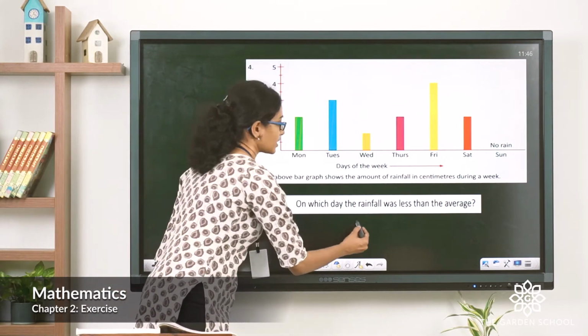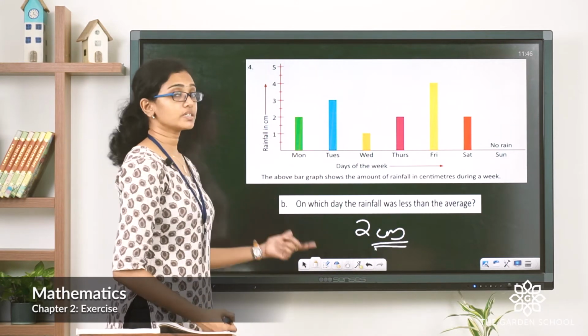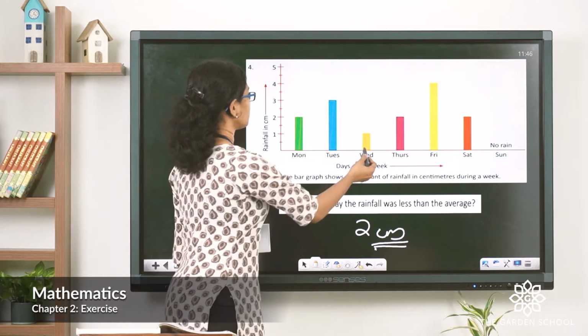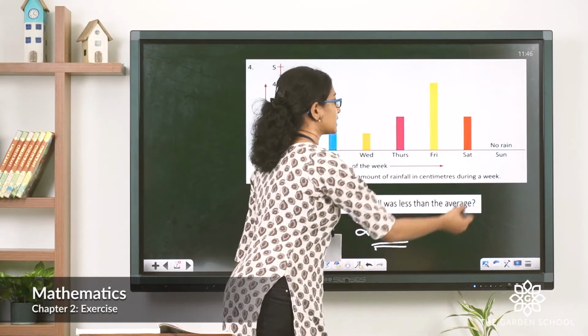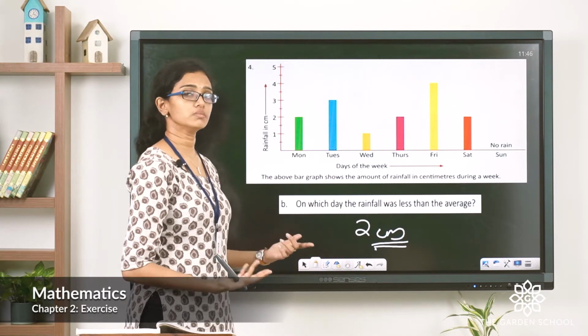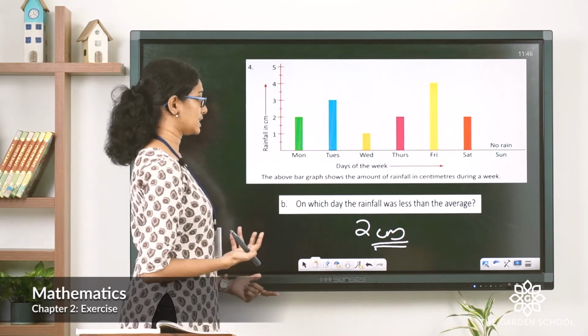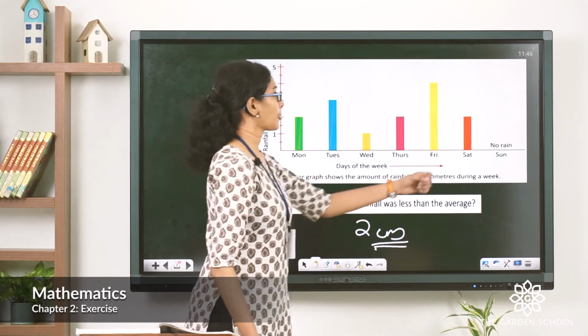Now, question B, on which day was the rainfall less than the average? So we know the average rainfall is 2 centimeters. We have to find out on which day it rained less than 2 centimeters. So on Wednesday the rainfall was only 1 centimeter, and on Sunday it did not rain at all, means 0. So on which day did we get rainfall less than the average? It is Wednesday and Sunday.